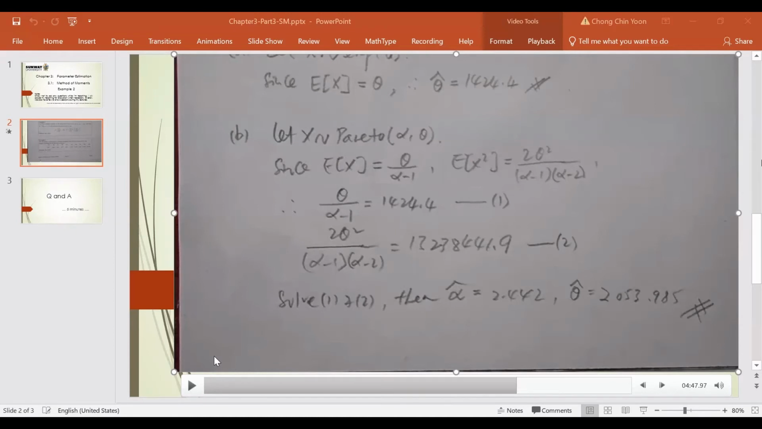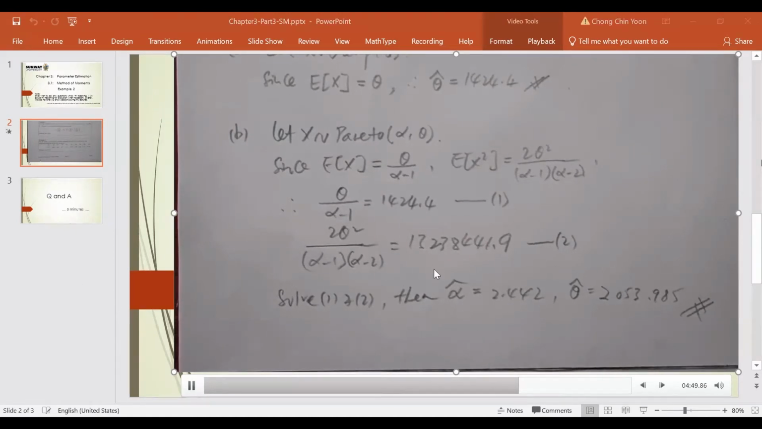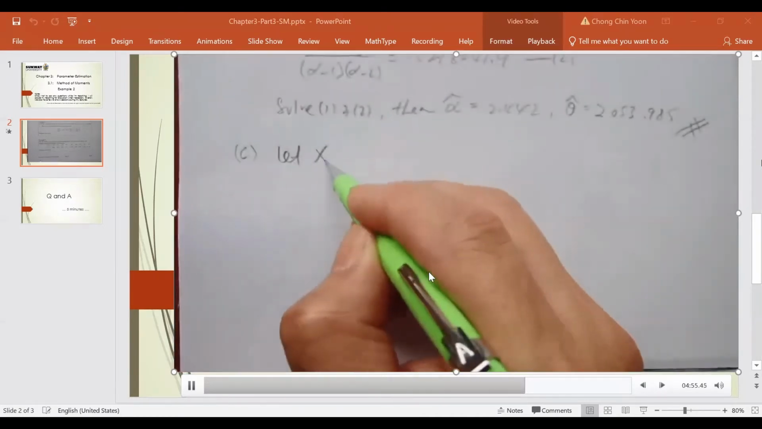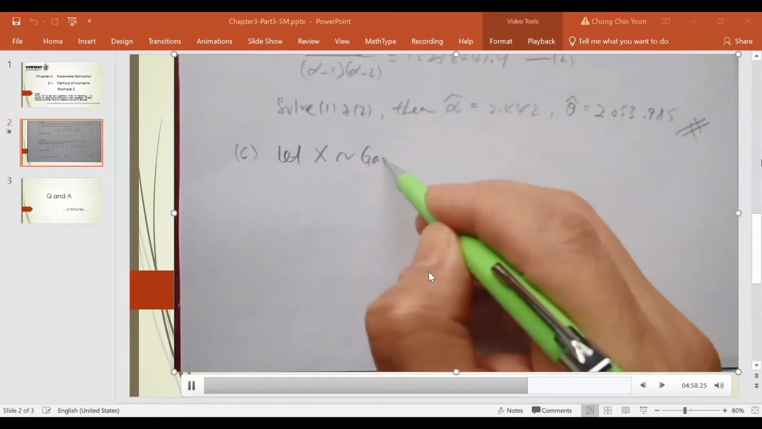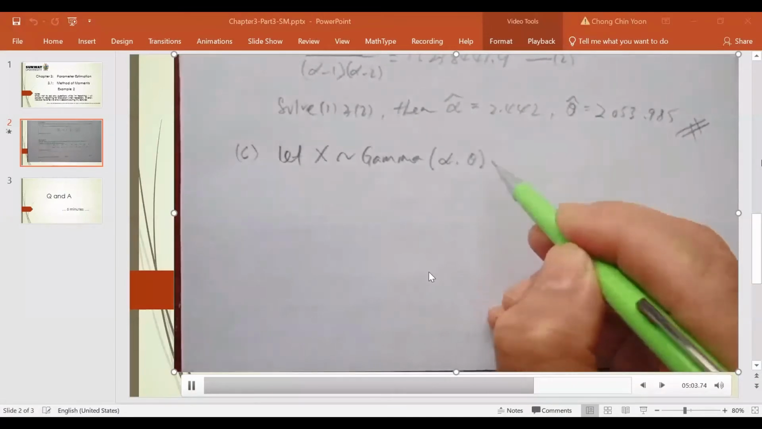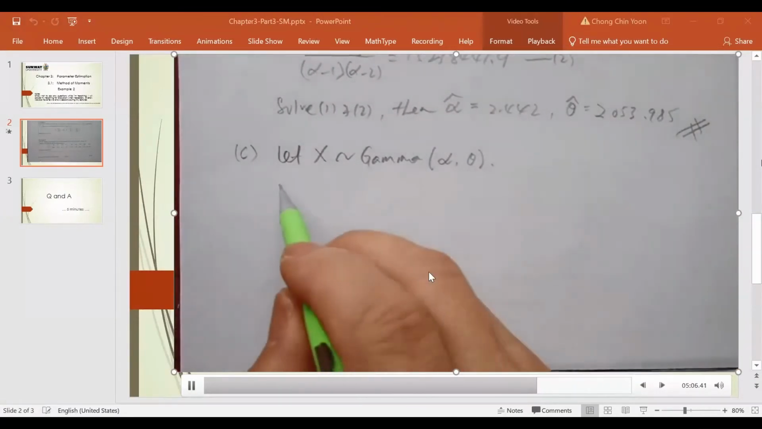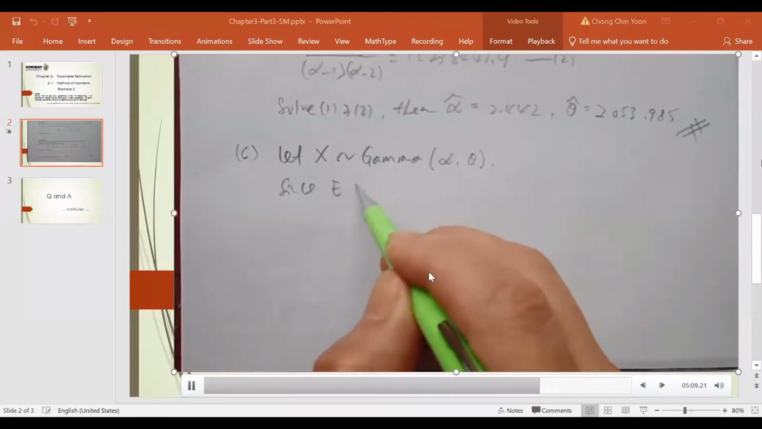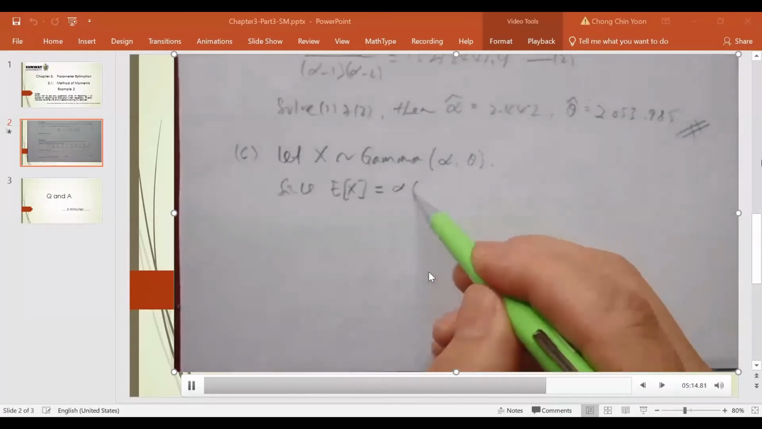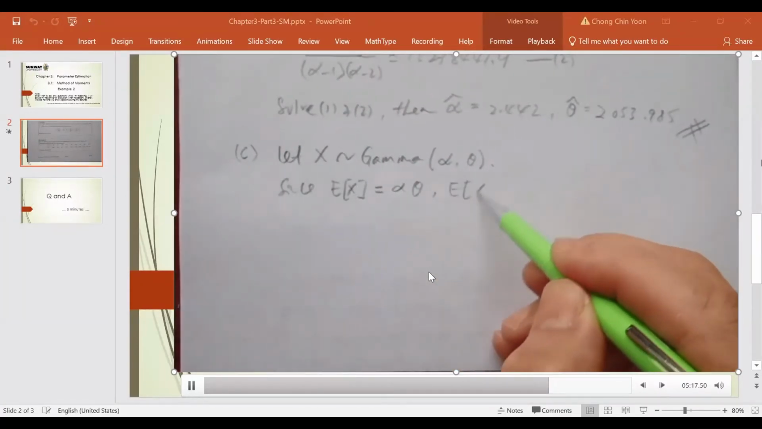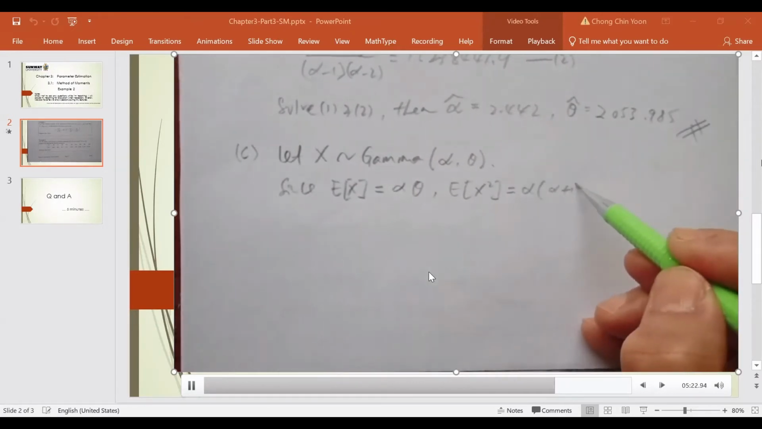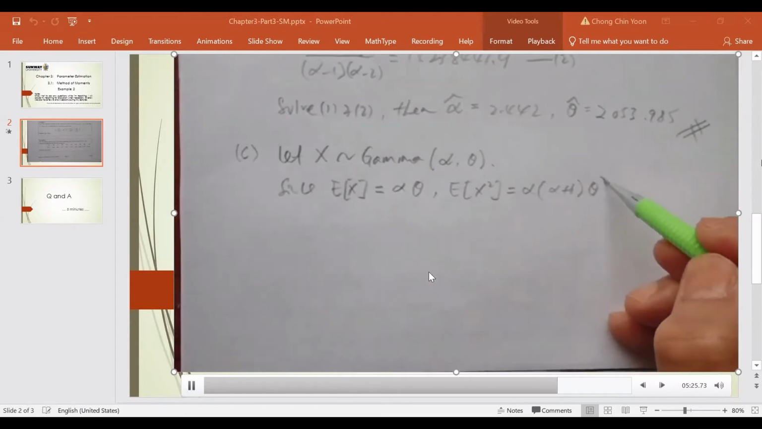Okay, let's go to part C. Now we go to part C. Assume X is gamma distributed with the parameters alpha and theta. And from table C, we know that the first raw moment of this gamma distribution is equal to alpha theta, and the second raw moment is equal to alpha times alpha plus 1 times theta square.